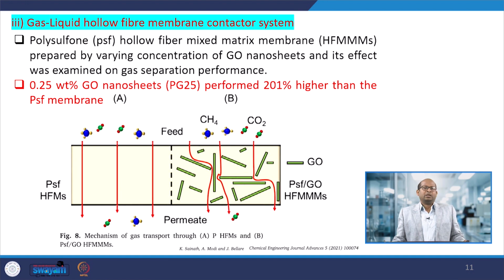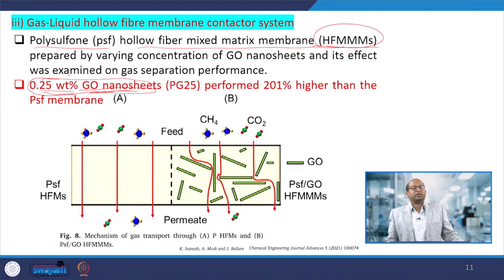So they are using some nanoparticles. With conventional membranes there is a certain efficiency for the separation of CO2 from the gas mixture, and once we use nanoparticles, here is one example: 0.25 weight% of graphene oxide nanosheets was used with a polysulfone hollow fiber mixed matrix membrane. If we use these membranes with graphene oxide for this type of gas liquid hollow fiber membrane contactor system, it has been observed that the separation efficiency of CO2 increased by 201% compared to the conventional membrane.